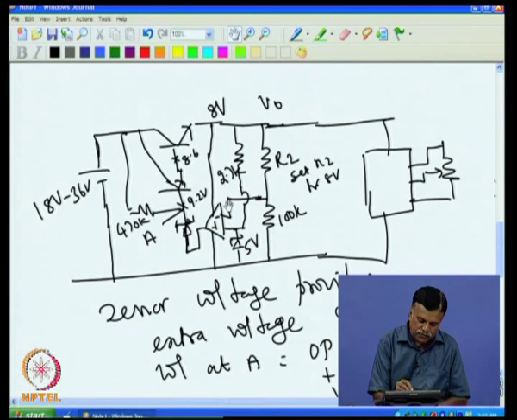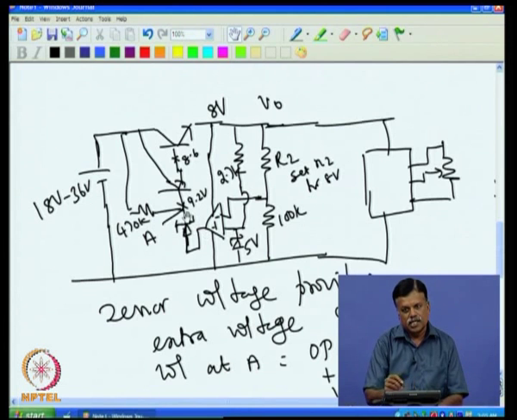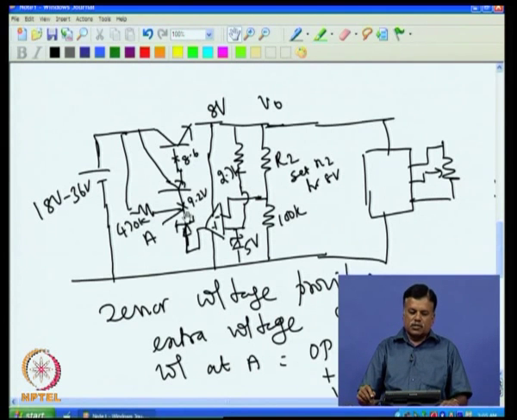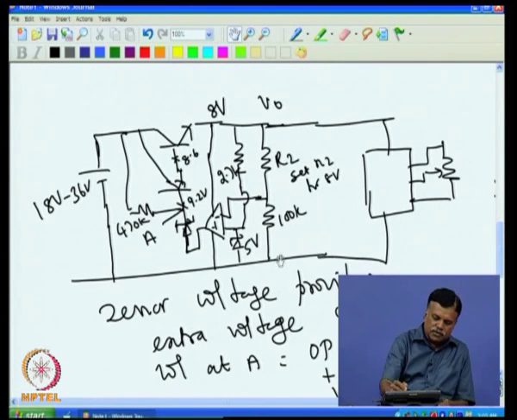Since this is lower than 5 and this is 5, the output will go high, then this also will go high and the output also will increase. So essentially, if I am keeping this at 5, this also comes at 5, and that is how the regulation is done, and the circuit regulates and provides us with 5 volt.